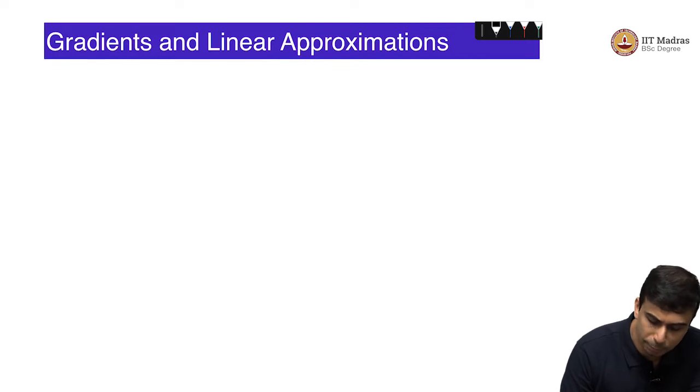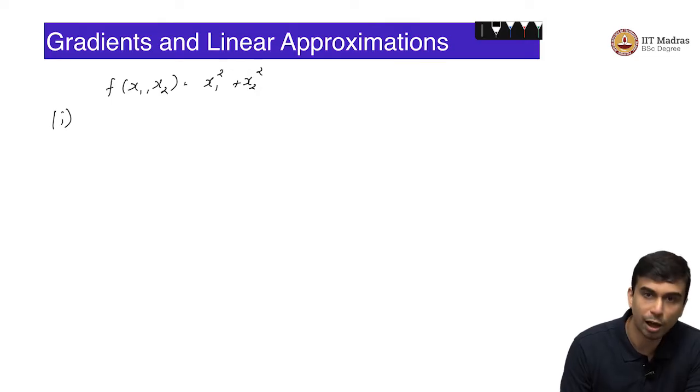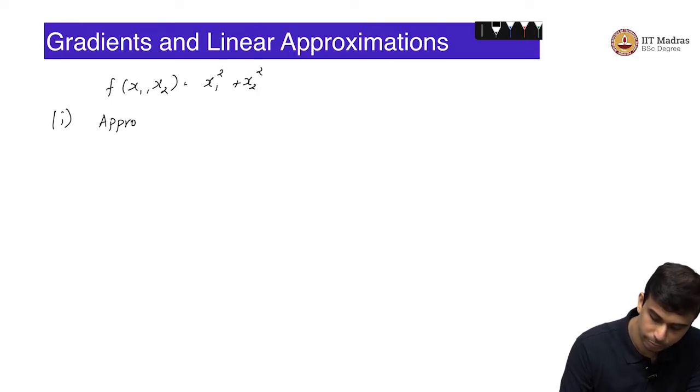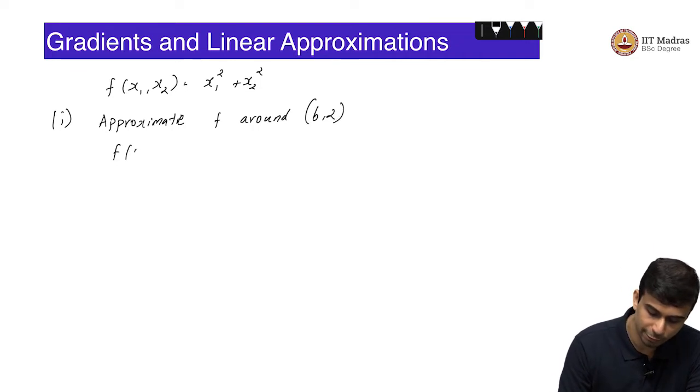Right. So, we will take a simple example first. Let us consider the function f from R2 to R, which is f of x1 comma x2 is equal to x1 squared plus x2 squared. Okay. Now, here is the question, I want a linear approximation of f around the point, let us say 6 comma 2. So, v is equal to 6 comma 2 in our case. What is f of v first? F of v is equal to 6 squared plus 2 squared, which is 40.